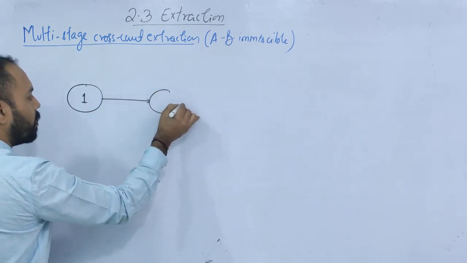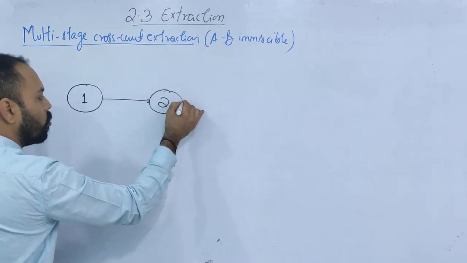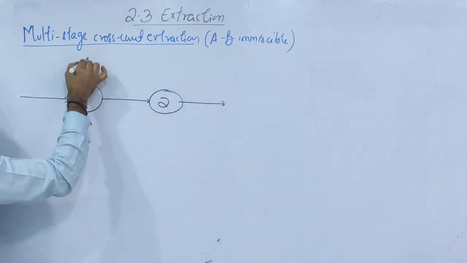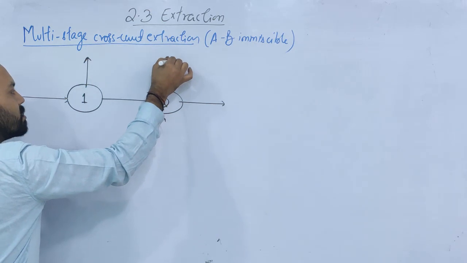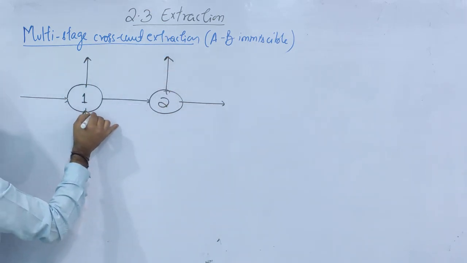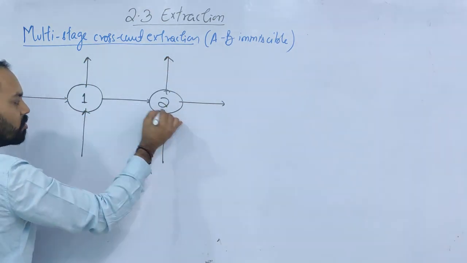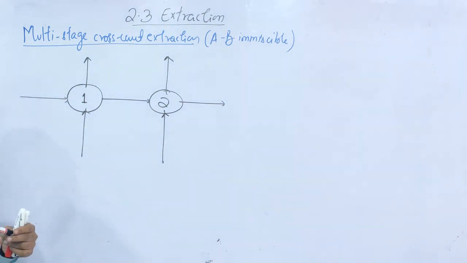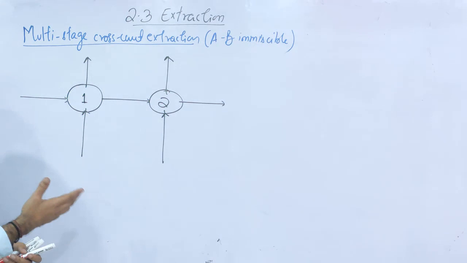And I'm going to explain everything by using the 2 stages only. There can be 3 stages as well. As far as GATE exam is concerned, the numerical problems will be asked based on 2 stages only, not based on 3 stages. Otherwise, the calculations will become complex. Now, this is called the multi-stage cross current extraction, and I have assumed 2 stages here.